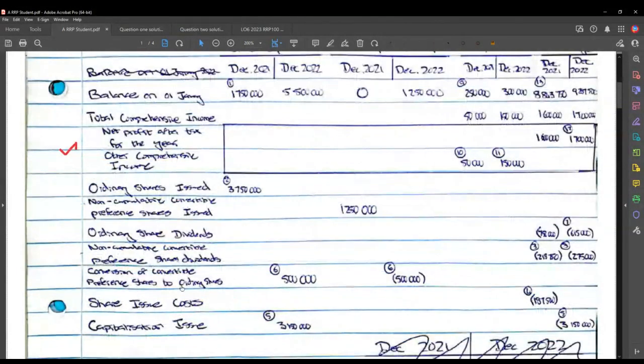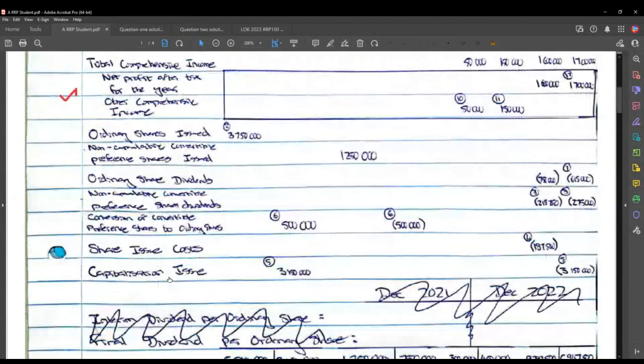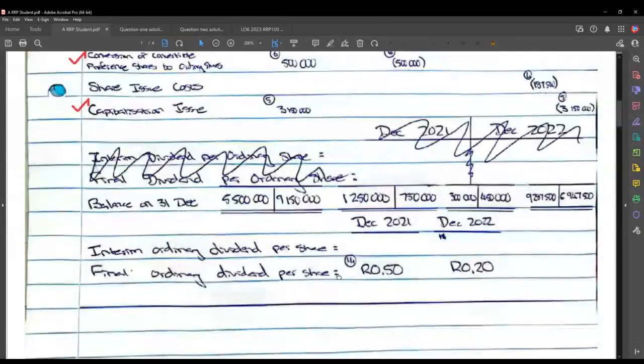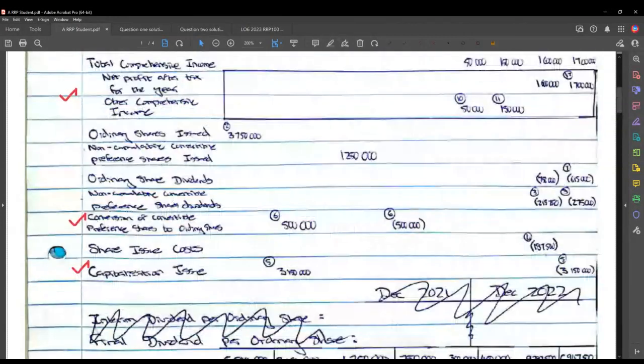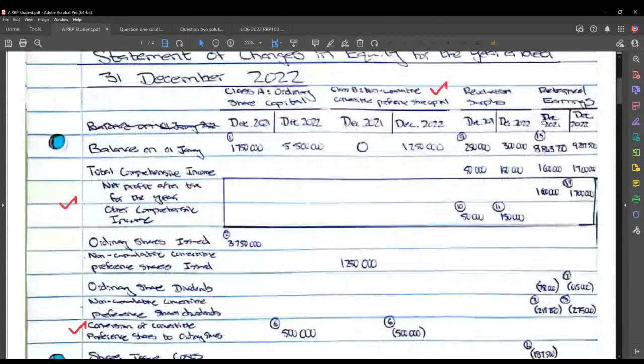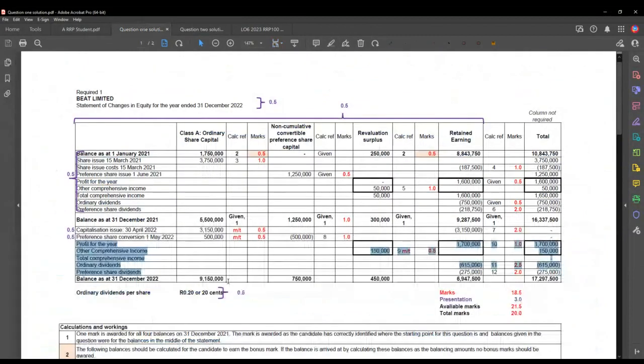But then they've also here got the conversion. There you can see the conversion. So we can give them half a mark for writing conversion and half a mark for writing capitalization issue. So they've got half a mark there and half a mark there. So they've basically got all of the presentation marks, you see. We'll get to the dividends one just now.